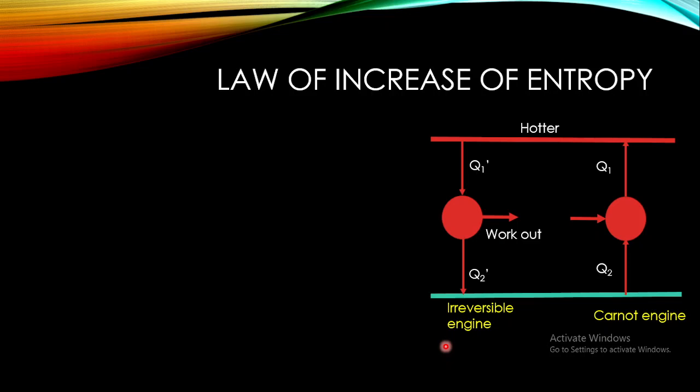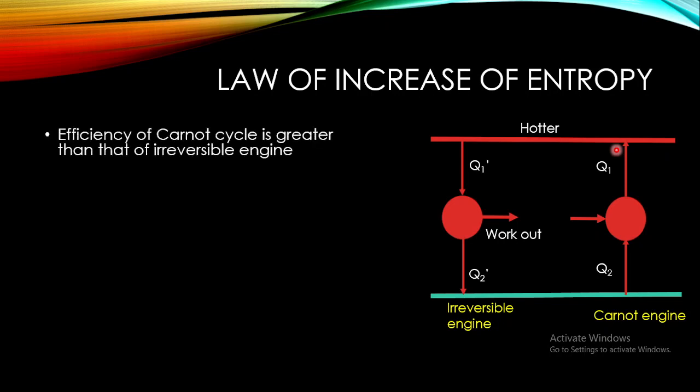Now let us see what we mean by the law of increase of entropy. For that, let us consider a composite engine of an irreversible engine feeding a Carnot engine working backward. You have two reservoirs, a hotter reservoir and a colder reservoir. Heat is taken from the hotter reservoir and work is given to the Carnot engine and some heat is given to the cold. Based on the work done, heat is taken from the cold reservoir and given to the hot reservoir. You already know the efficiency of the Carnot cycle is greater than that of an irreversible engine.